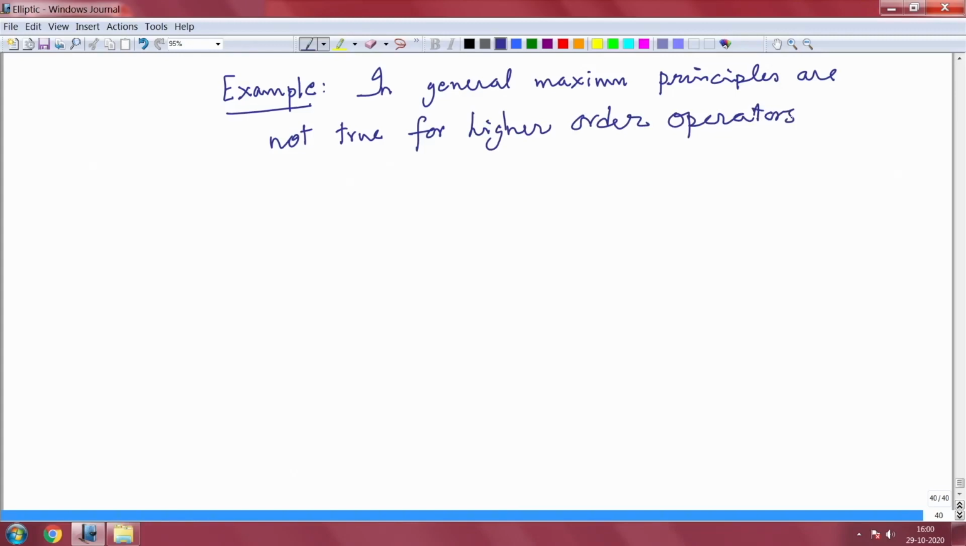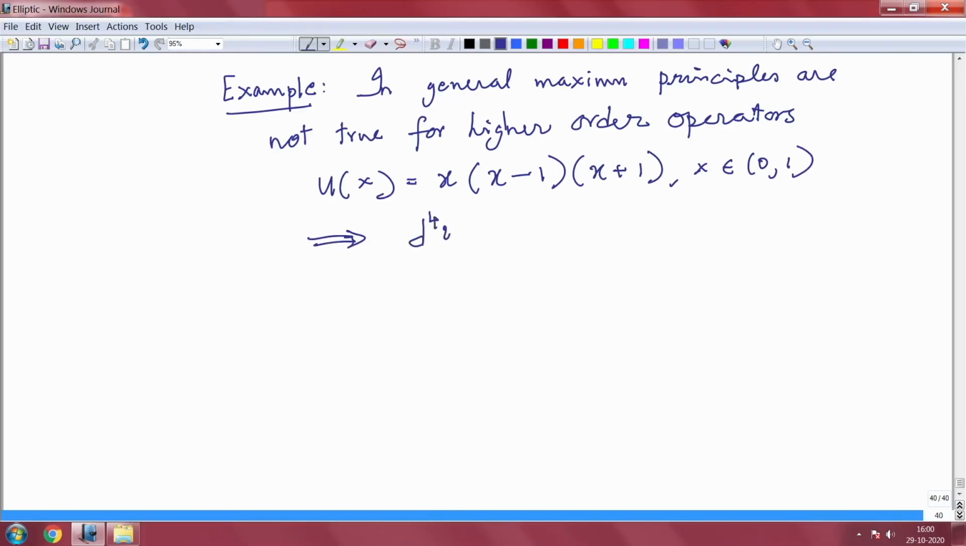Okay. So, look at this example. Consider the function u(x) = x(x - 1)(x + 1) for x in (0, 1). Since this is a third degree polynomial, this immediately implies that d^4u/dx^4 = 0. This is equivalent to a 4th order equation, right?